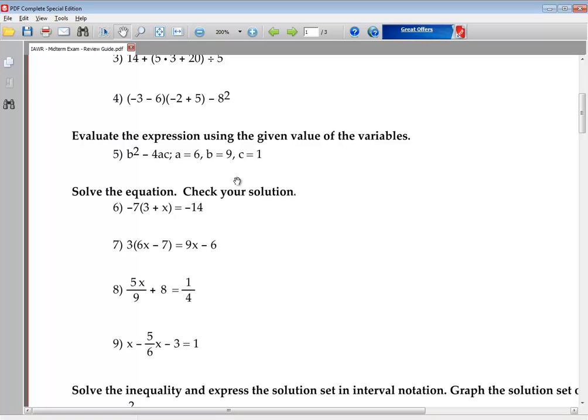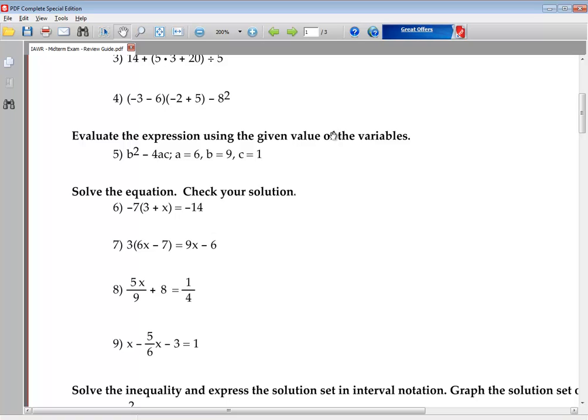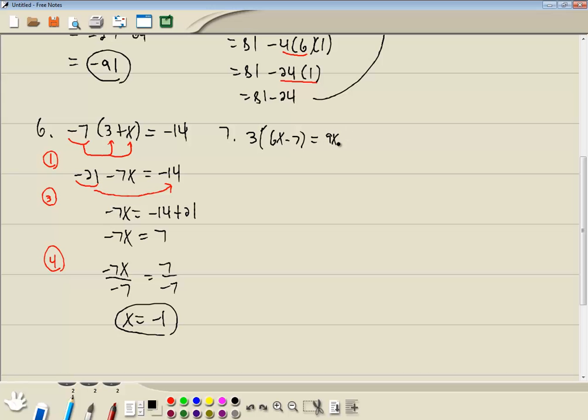Number 7. We've got 3 times 6x minus 7 equals 9x minus 6. Okay, step 1. Get rid of parentheses. I do have parentheses in this one. Use the distributive property again. I'm going to take this 3, multiply it times the 6x, and multiply it times the negative 7. 3 times 6 gives us 18x. 3 times negative 7 is negative 21. Equals 9x minus 6.